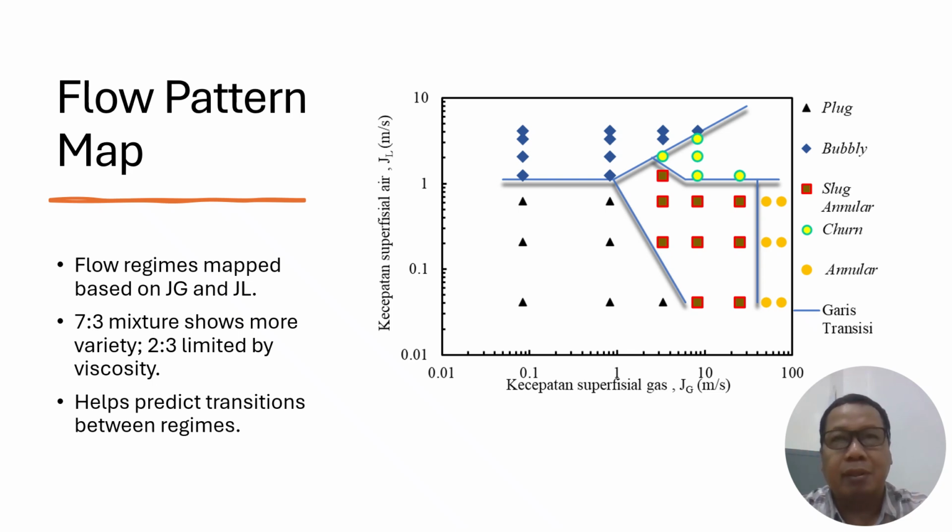Ladies and gentlemen, we created flow pattern maps based on the superficial velocities JG and JL. The 7:3 mixture showed five flow regimes, while the 2:3 mixture showed only three. This map provides a visual presentation of regime boundaries, useful for predicting transitions in multi-phase systems.